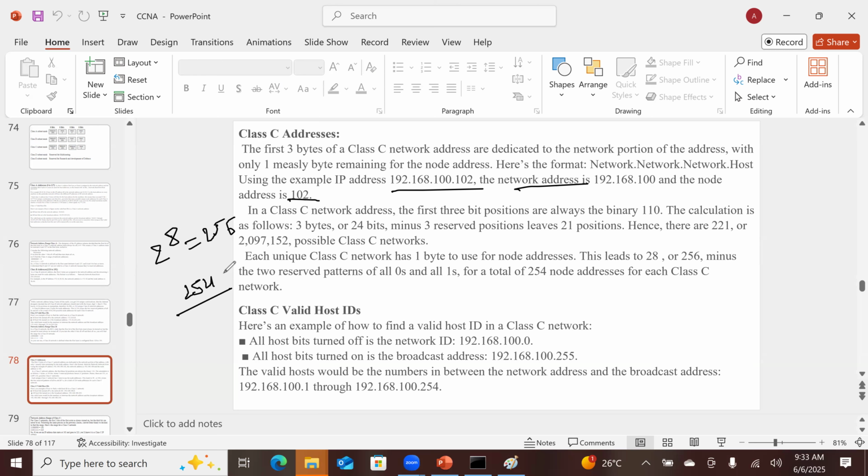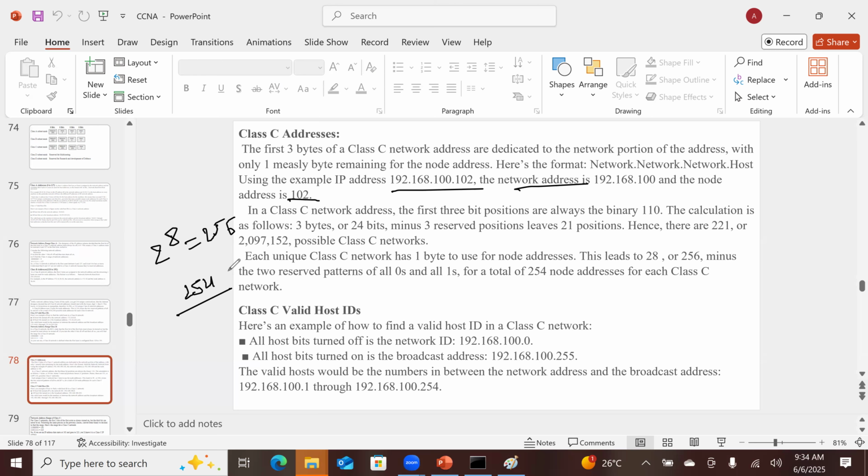Now by seeing these three classes, what did you find? What did you understand? Just suppose I'm having a big network where I want a lot of IP addresses, then which class would you suggest me to use? Class A, obviously, because in a single network we'll be having 1 crore plus IP addresses.